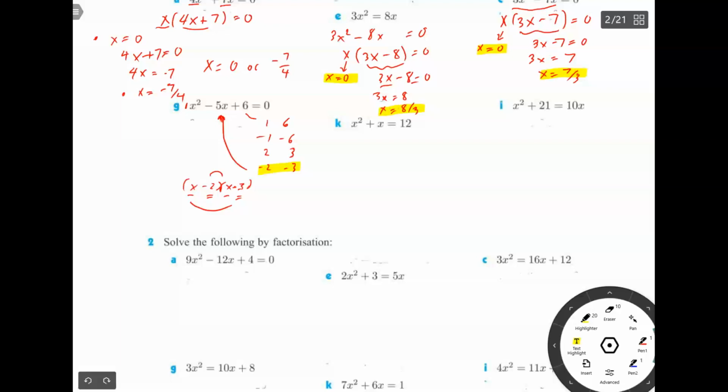So now I say, okay, what are the solutions to this? The solutions we can find by setting each individual binomial to 0 separately. And so x can equal 2 or x can equal 3. Those are the two possible solutions, okay? So that is the way that you already know how to factor. It's just sometimes you forget how to do it, right?